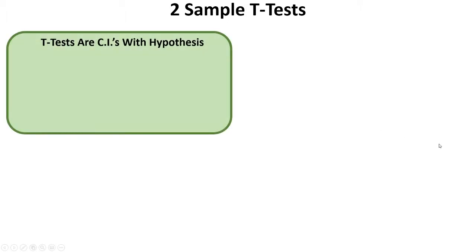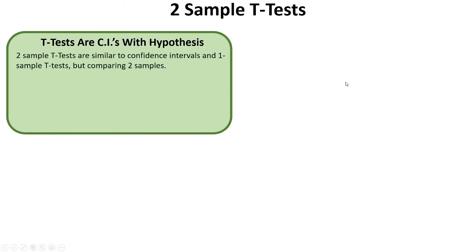Okay, so two-sample t-tests are also just confidence intervals with hypotheses. For a two-sample t-test, it's similar, but a little bit different, and it's because you're comparing two samples. You're not just comparing one sample to a hypothesized mean.